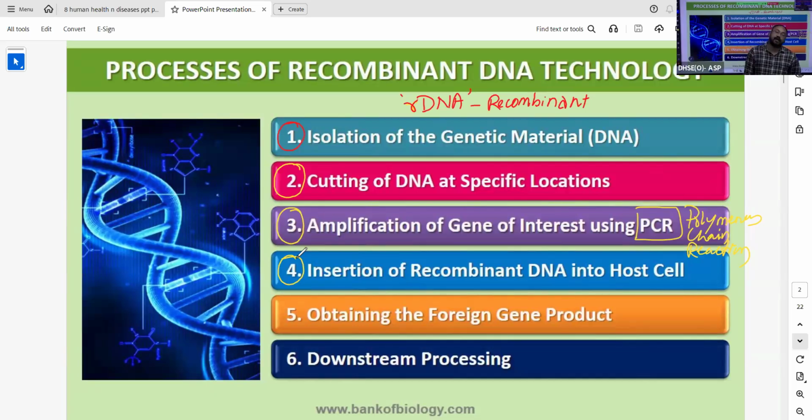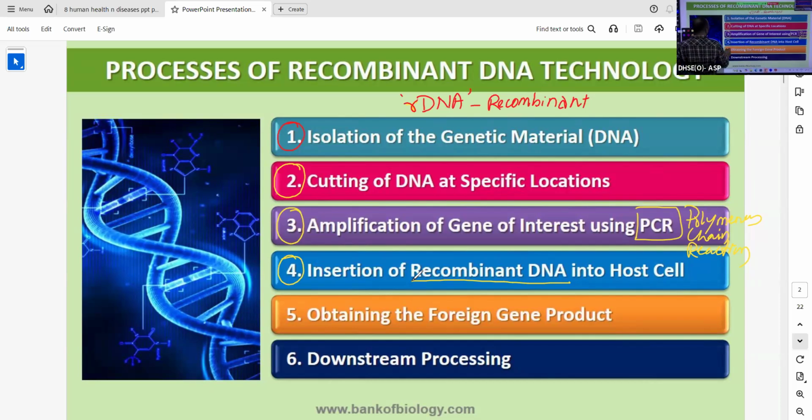A recombinant DNA, again, we have to plant into that particular host. So that is what is telling insertion of recombinant DNA into the host cell, so that we can see how this recombinant DNA actually performs inside the host cell. Okay.